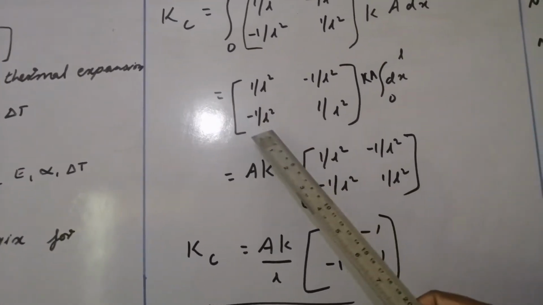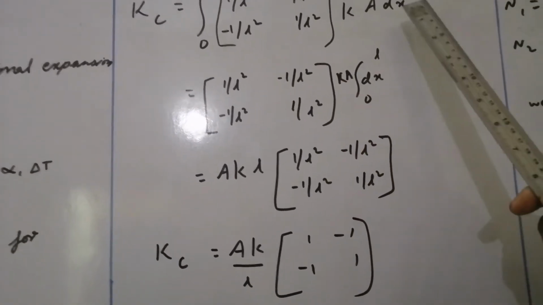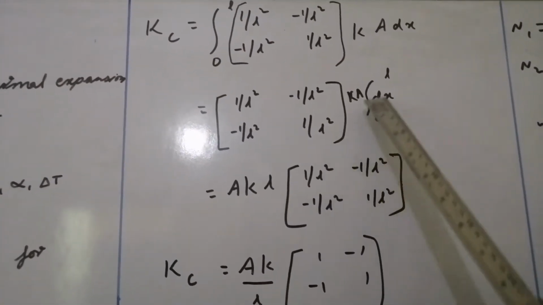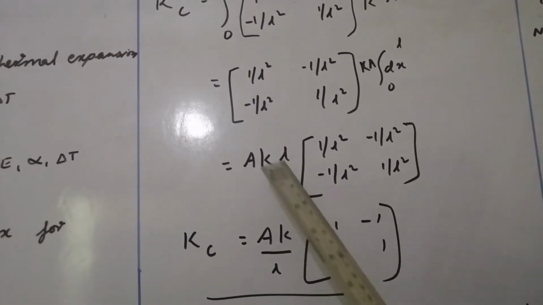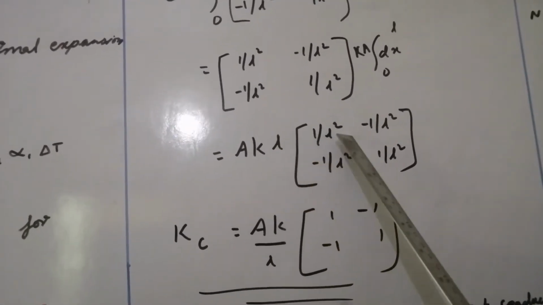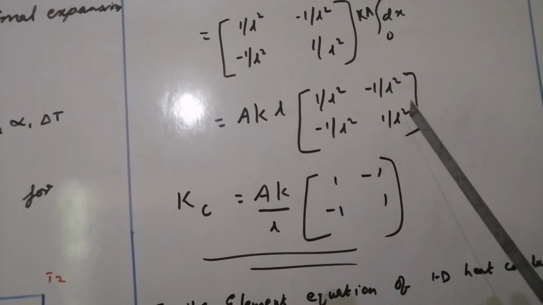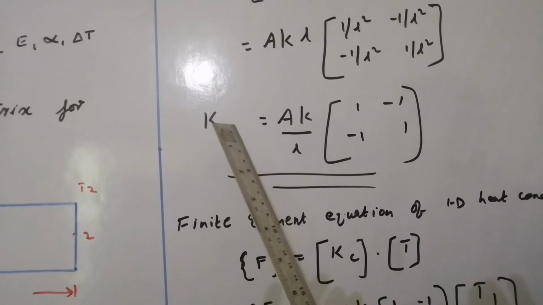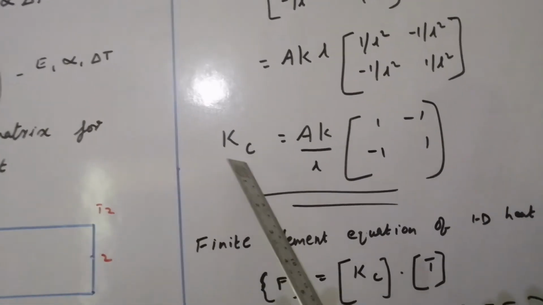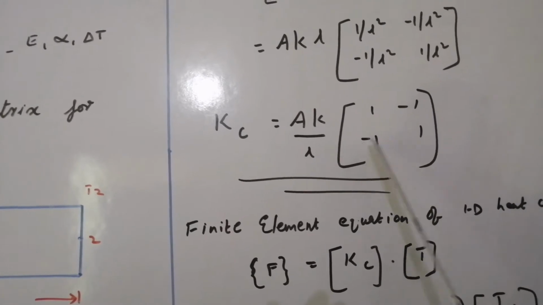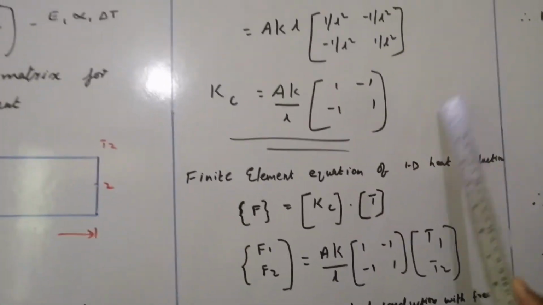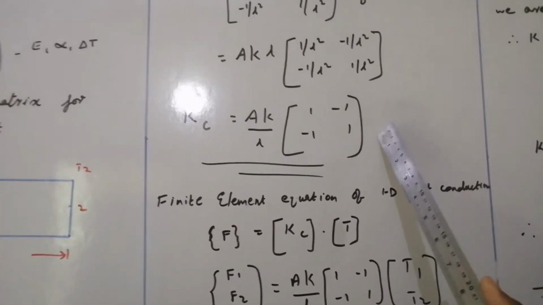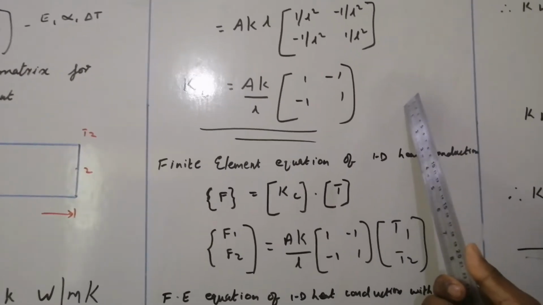Since 1 by L square and minus 1 by L square are constant terms, we are integrating dx. This is the only thing that is changing. So while integrating, by substituting the upper limit and lower limit, we will get L. So A K L times 1 by L square, minus 1 by L square, minus 1 by L square, 1 by L square, and we will get the stiffness matrix of conduction as A K by L times 1 minus 1, minus 1 1. This is the equation for the stiffness matrix if only conduction is there. I repeat, if only conduction is there.